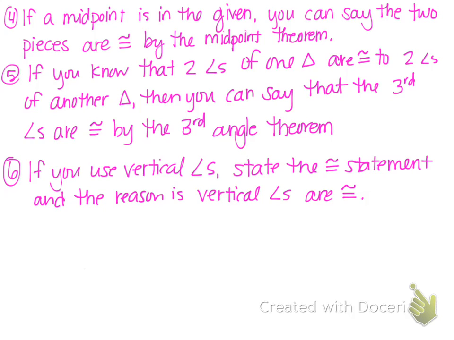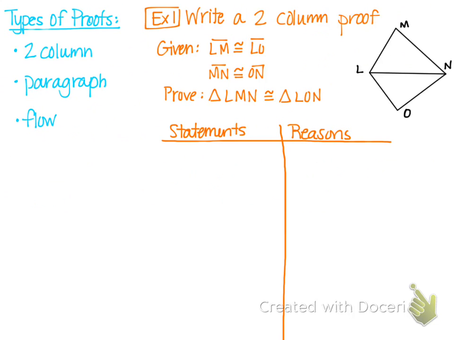The 6th tip is, if you use vertical angles, you state the congruent statement. So you'll say this angle is congruent to that angle, and then the reason is that vertical angles are congruent. So if I were you, I'd put these 6 tips on a separate piece of paper so that you can reference these over and over as you're trying to do some of these proofs. Let's go through a few examples together.